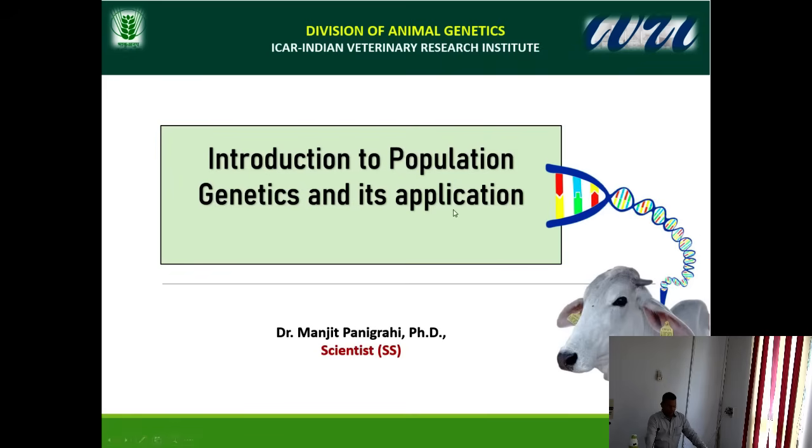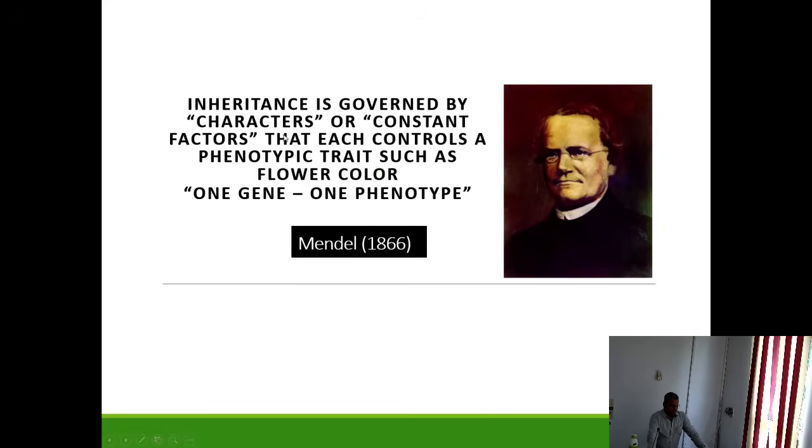I will divide my lecture into two parts. The first part will discuss the basic concepts of population genetics, and in the second, here the first time people come to know that some sort of constant factors or characters that is mainly important for the inheritance.